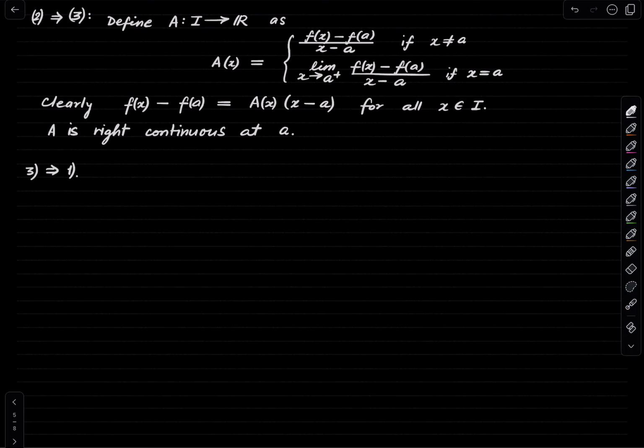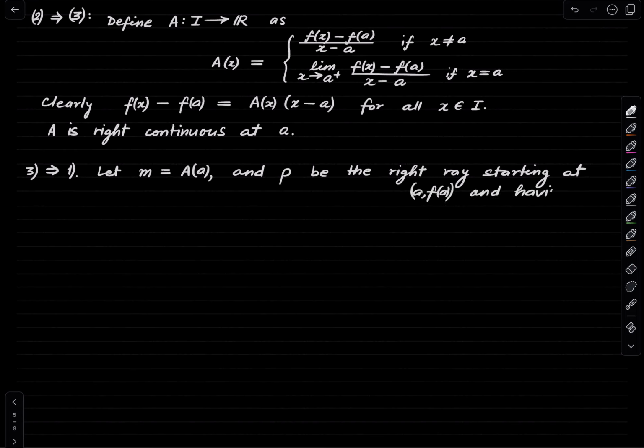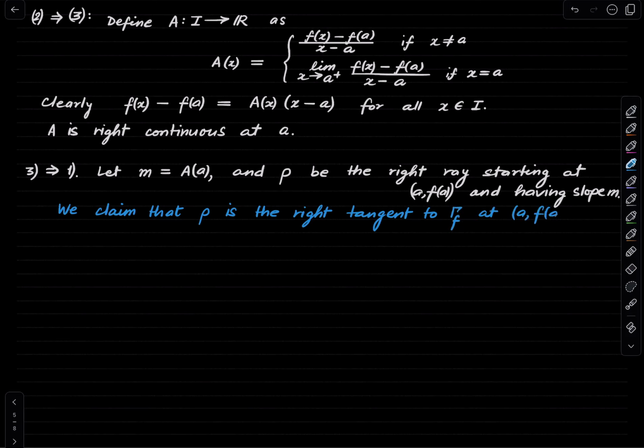Okay. So to do 3 implies 1, let m be the value of capital A at little a, and let rho be the right ray starting at (a, f(a)) and having slope m. So we claim that rho is the right tangent to the graph of f at (a, f(a)), and that will prove 1. Maybe one picture is useful.